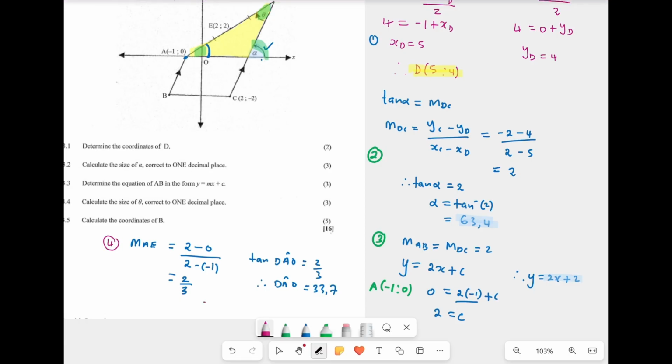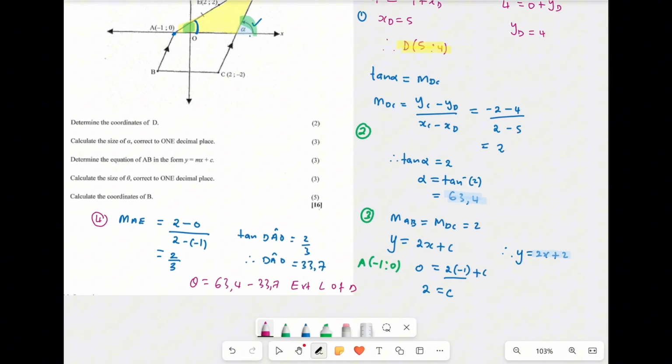So therefore, theta is equal to 63.4 minus 33.7. This is the exterior angle of a triangle. Now, 63.4 minus 33.7 will give us 29.7. So the final answer is 29.7. That is our angle theta, exterior angle of a triangle.